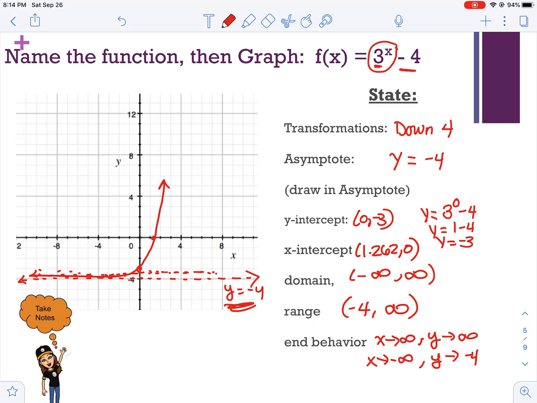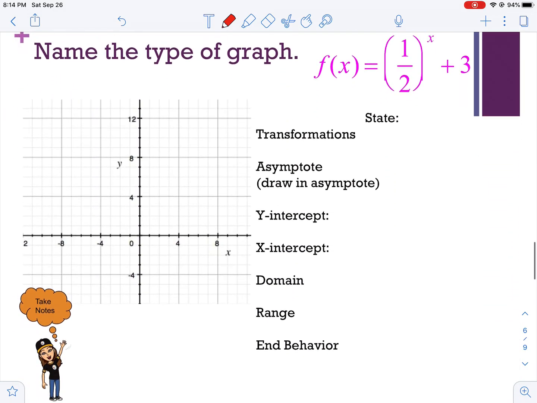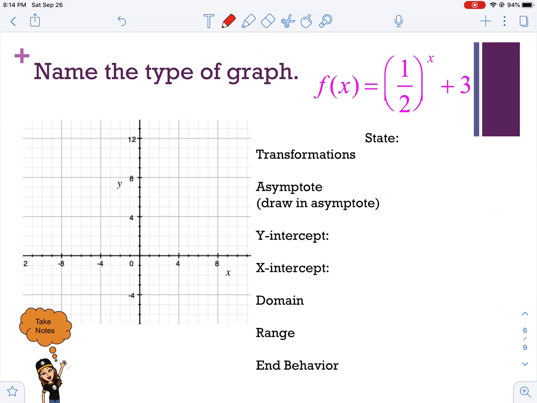Okay, let's try one last graph together. So this one, we have f of x equals 1/2 to the x plus 3. So I want you again to note this portion of it. That's telling me it's exponential because I have something to the x power. That 1/2 to the x is telling me that that will be exponential decay because 1/2 is between 0 and 1. So my b value is between 0 and 1. The plus 3 on the end is telling me that the graph just got moved up 3. So my transformations are up 3.